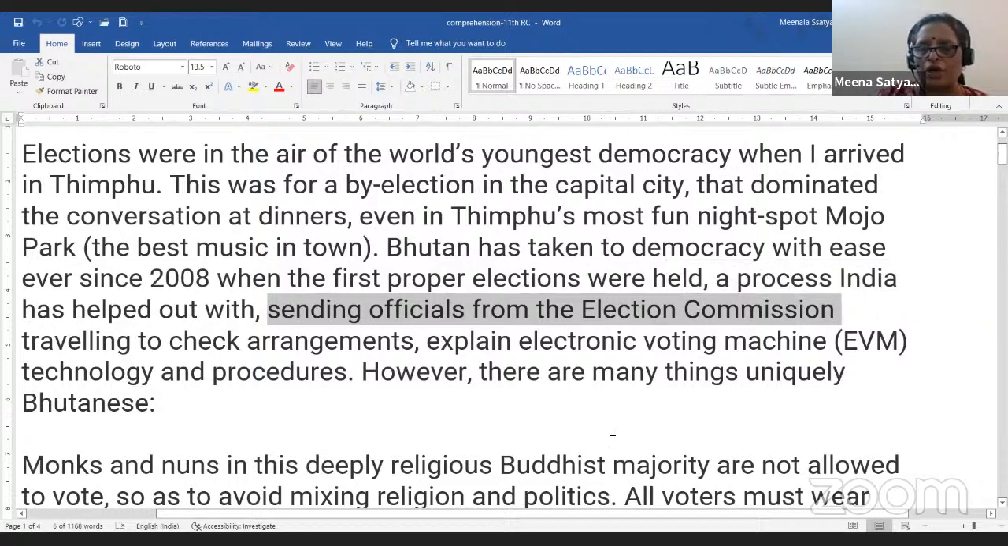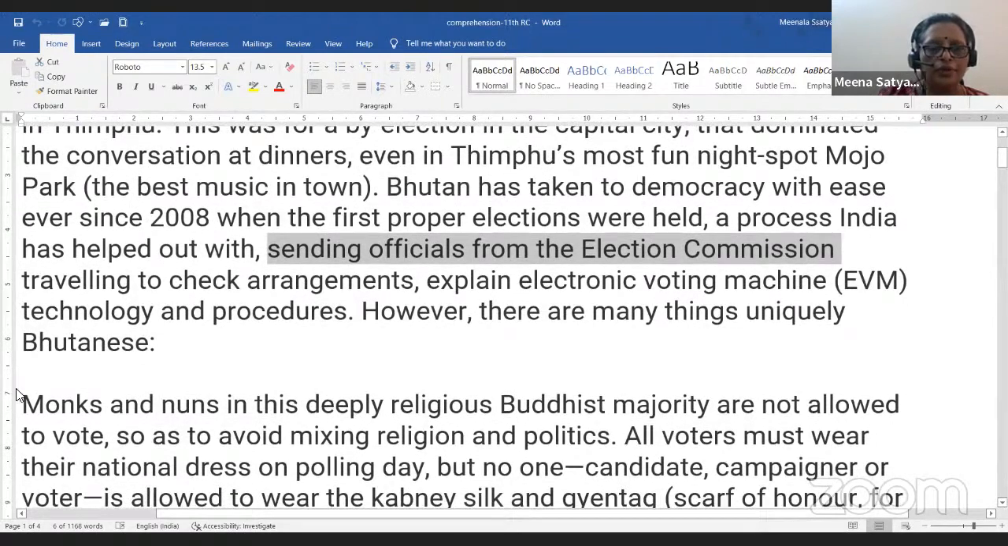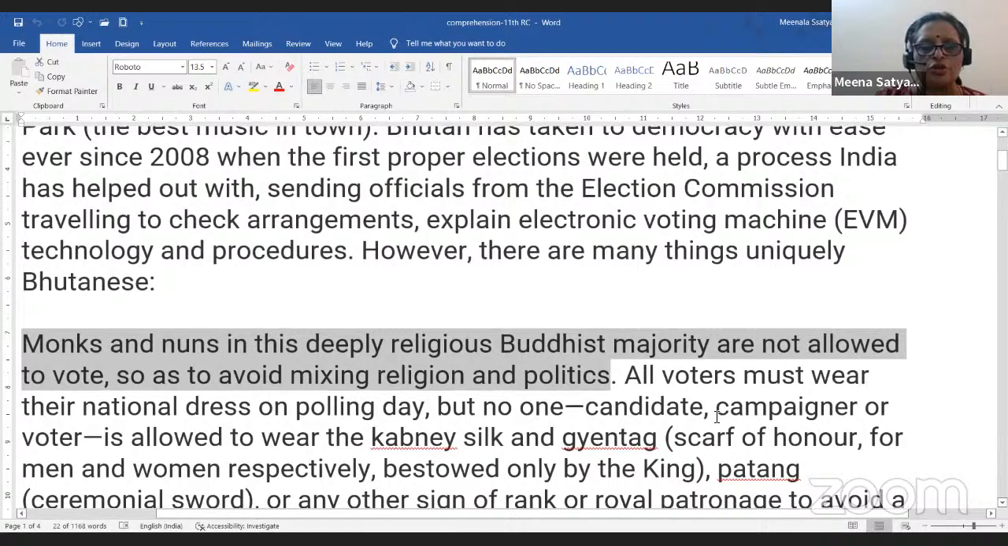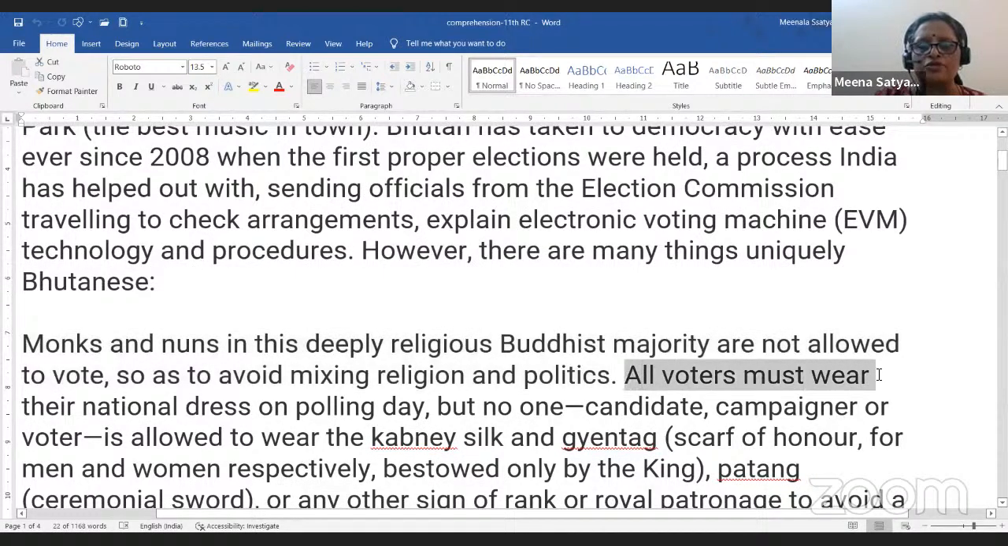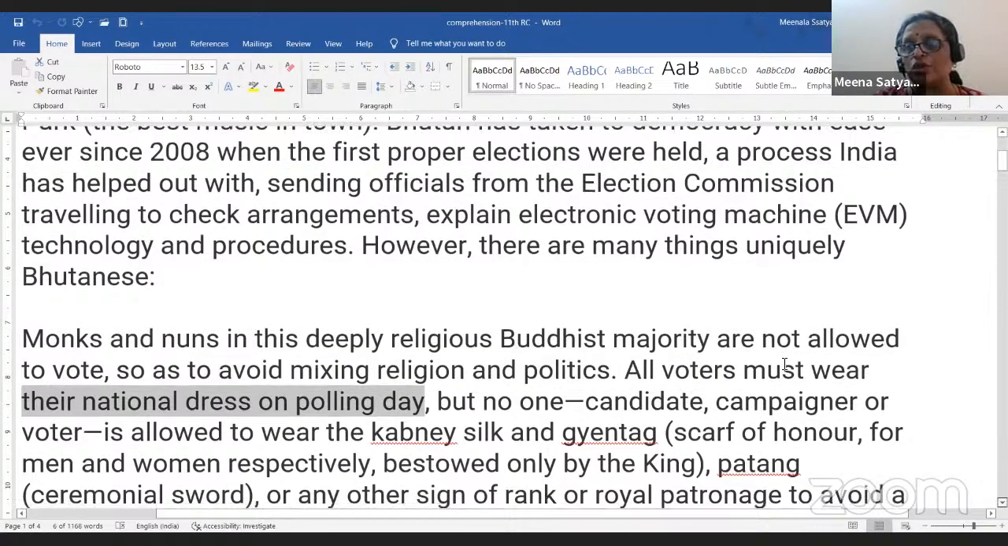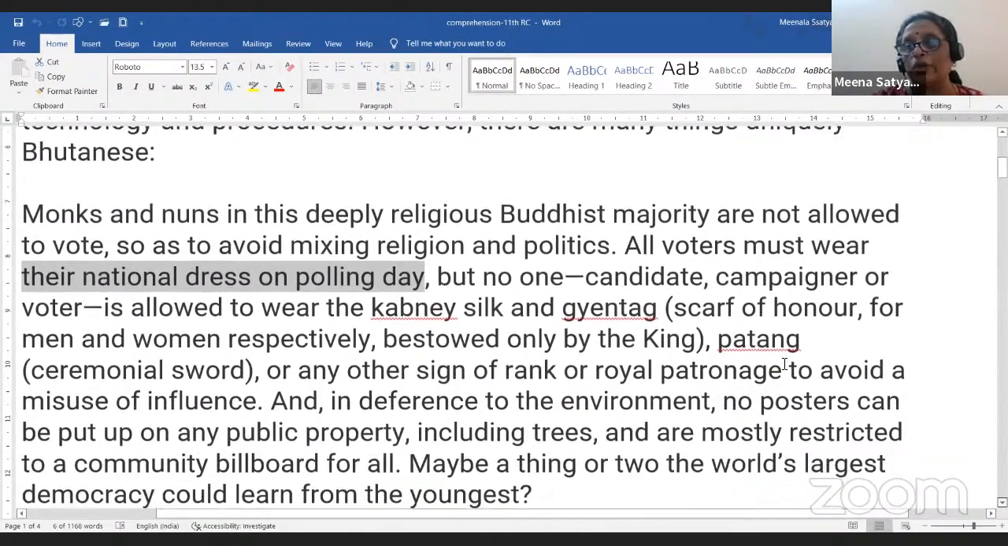Next, when you come down, can you just see a little, monks and nuns are not allowed to vote. Okay, because they didn't want to mix religion and politics. If you have noticed, all voters must wear their national dress on polling day, it says. So we got the 3 points. Now let's go back to the question, see how quickly you solved it.